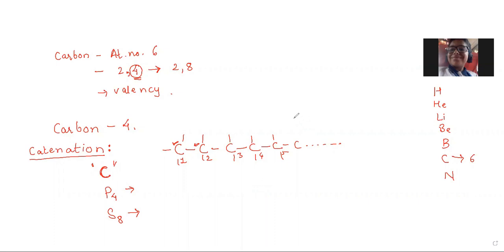As I said, in biochemistry, carbohydrates, proteins and fats are made up of carbon. Not only that, most paints in the paint industry are made up of carbon only. Most plastic is made up of carbon. So the basic constituent element of all these compounds is carbon. Therefore, carbon chemistry is very important.